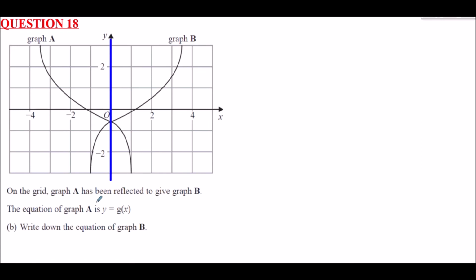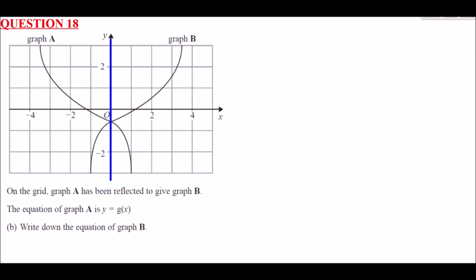So the equation of graph A is y equals g of x. Write down the equation of graph B. Well, if it's a reflection in the y-axis, let's just think about this. There's a quick and easy rule for it, which I'll explain in a moment. A reflection in the y-axis is just that the input, x, has been switched to the opposite sign.